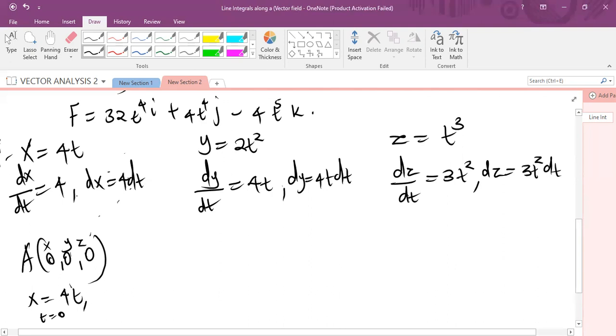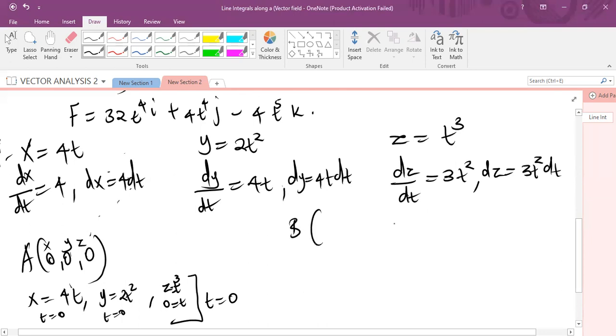Let's do the same for Y. Our Y is equal to 2t squared. If we replace the value of Y with 0, then t will also be 0. And finally, our Z is equal to t cubed. If we replace the value of Z with 0, our t will also be equal to 0. So this basically simplifies to t is equal to 0.